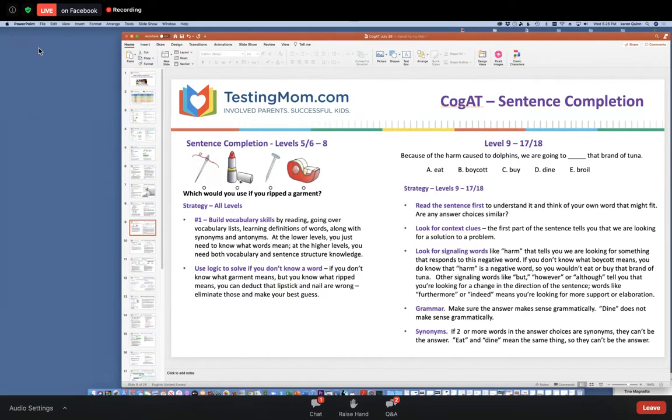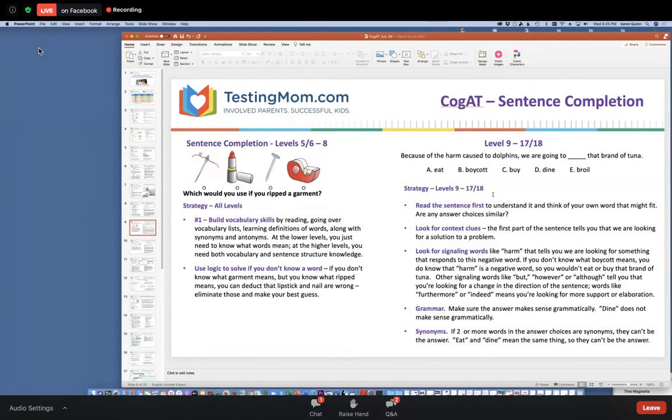And you wouldn't use lipstick. That just doesn't make any sense for a rip. You probably wouldn't use a nail for a rip. You might use tape or you might use a needle. So you could at least guess between a needle and thread and tape. So you can use your logic to try to come to an answer.